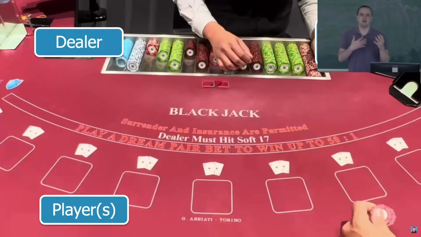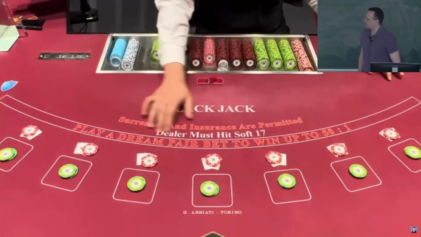So the dealer is not considered a player here. Blackjack is not a multiplayer game. You're not playing against another player. The dealer is just the environment with a fixed policy. So I just want to make sure that you're aware of that. This isn't like chess where the dealer makes a move and then you make a move and you go back and forth.